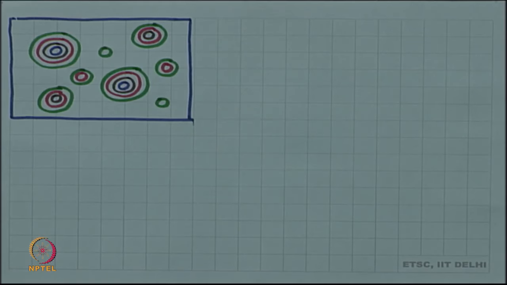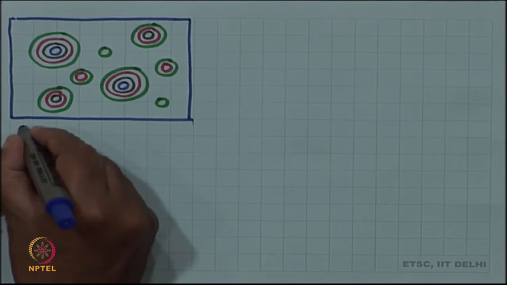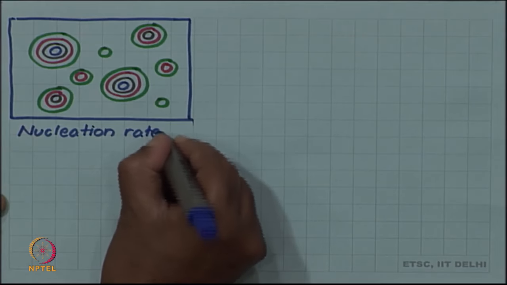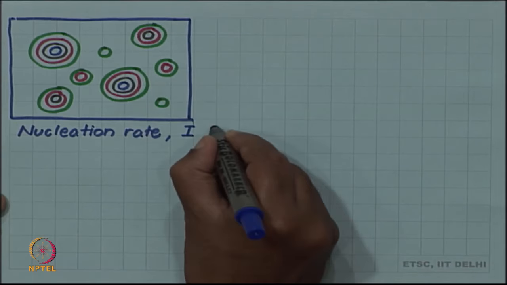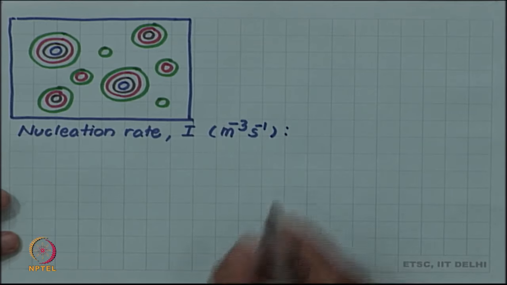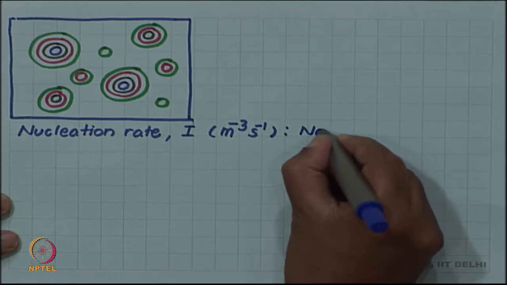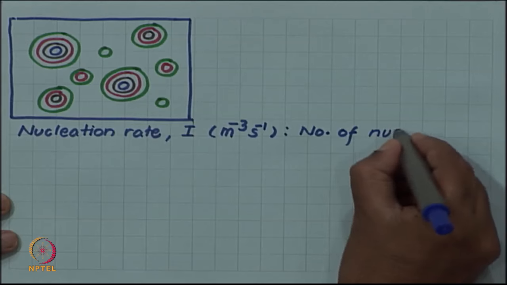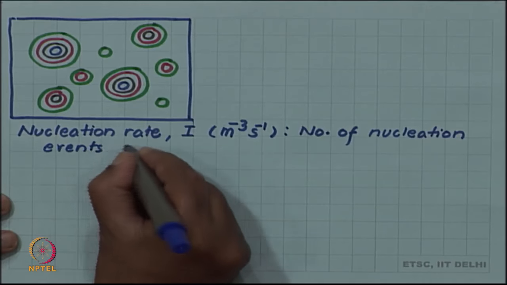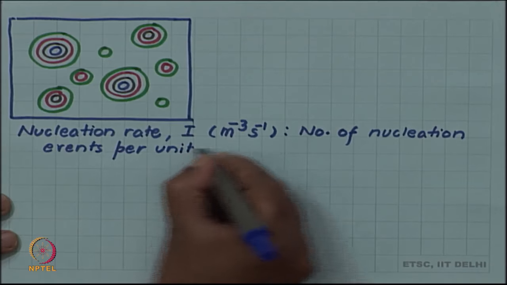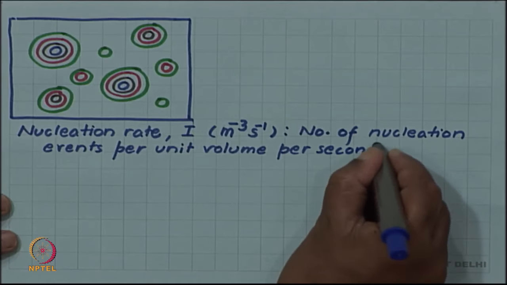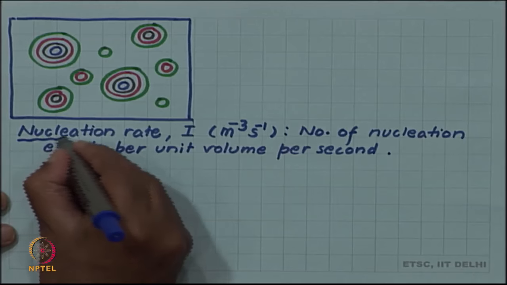So, let us define nucleation rate. We will use the symbol I and its units will be per meter cube per second. So, this will be the number of nucleation events per unit volume per second. That will be the nucleation rate.